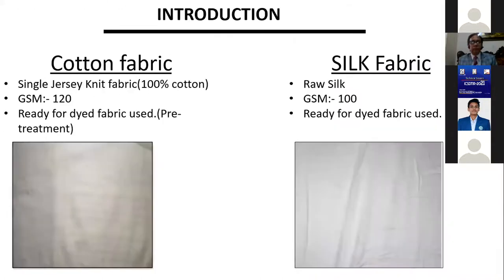The material we use is cotton fabric, which is single jersey knit fabric. Its GSM is 120, and it is pre-treated. We collected the fabric from Clifton Textile and Apparels Limited. The silk fabric we use is a raw silk with GSM 100, and it is also ready for dyeing.